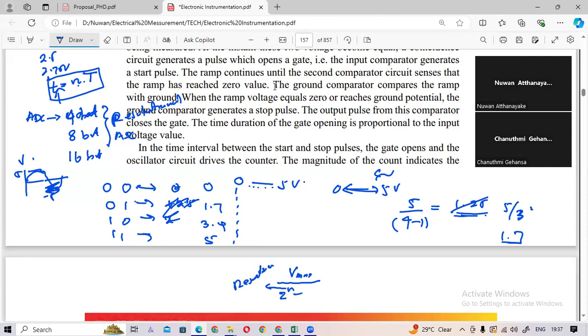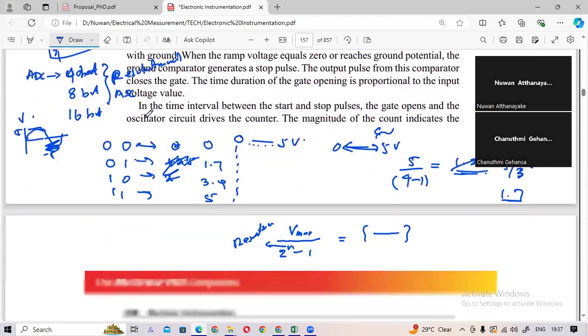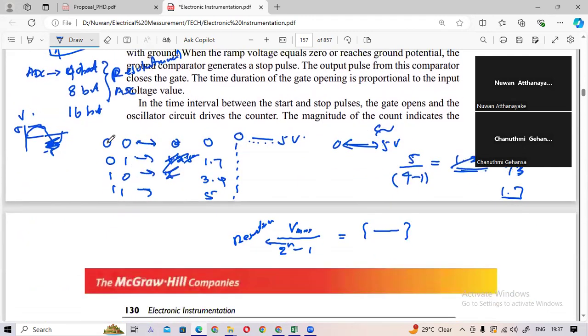Then minus 1. Then you will have the smallest voltage level you can show. So there are only 4 levels. Now you can see that here there are many levels, 0 to 5. So you have to approximate these levels to these 4 levels.